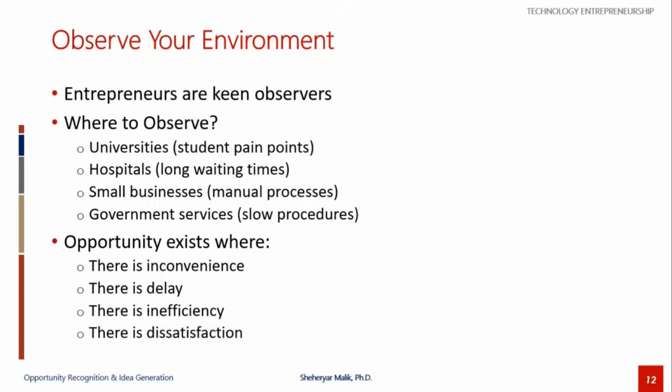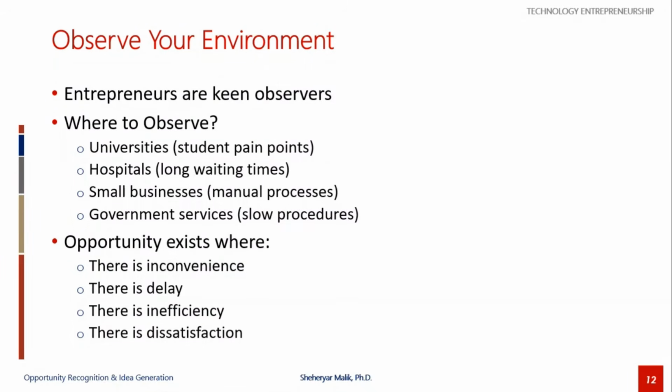So you can observe in the university, while traveling on the roadside, in the hospitals, in small businesses, government services, other day-to-day matters, at your home, even in the housing society where you are living, and then in general in your social society as well. So an opportunity exists when there is inconvenience. There are pain points. People have pain points, and they want an improvement.